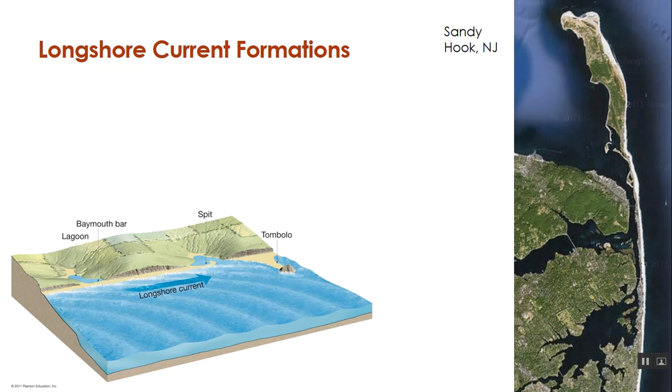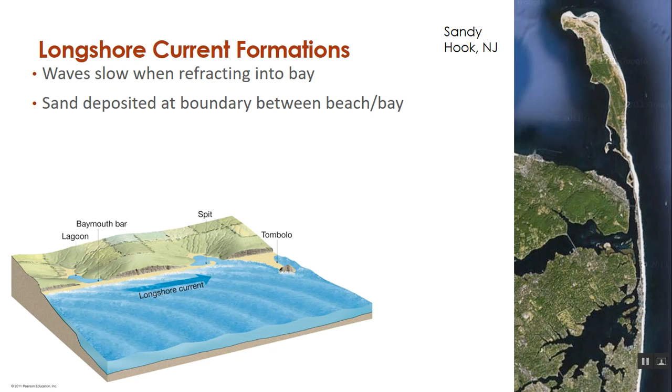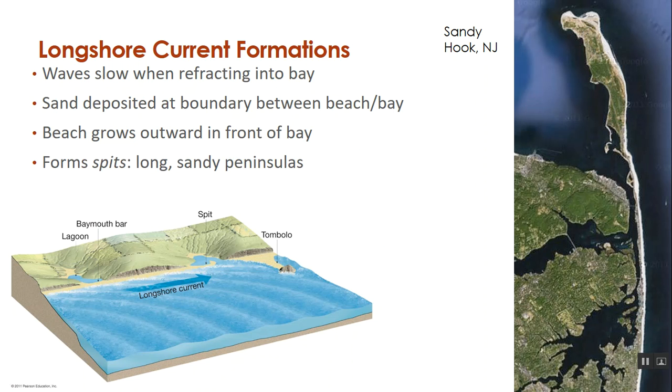Some other longshore current formations: you have waves that are refracting into a bay, like I talked about before, and then sand gets deposited at that boundary between the beach and the bay, and the beach grows outward in front of the bay. So here's Sandy Hook, New Jersey, and this beach is growing out in front of the bay. And this forms a thing called a spit, which is a long sandy peninsula. After this lecture, you'll be able to watch a little time lapse of this spit and see how it's constantly adding at the north end.